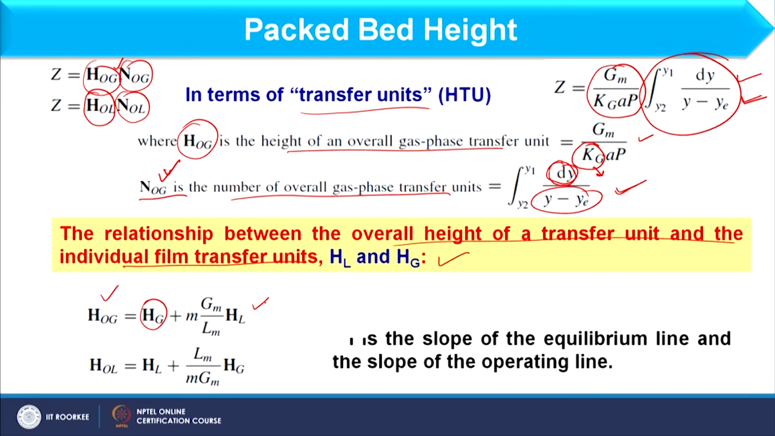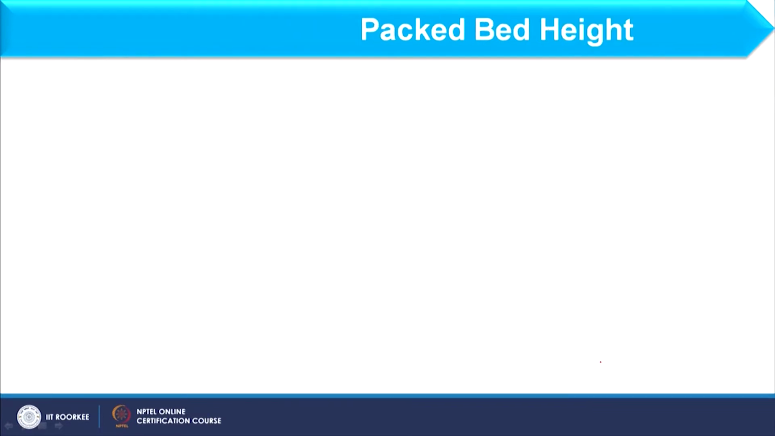So, what is m? m is basically the slope of the equilibrium line at a particular concentration, and Gm by Lm is the slope of the operating line. Okay. So, in this way you can consider m Gm by Lm, and you have to find out HG and HL separately to find out the HOG value. Okay. So, first of all, if you consider the Z calculation, in this we need HOG and NOG. So, first of all we will focus on NOG, then HOG, and for that we should consider HG and HL values. So, let us discuss the NOG value first.